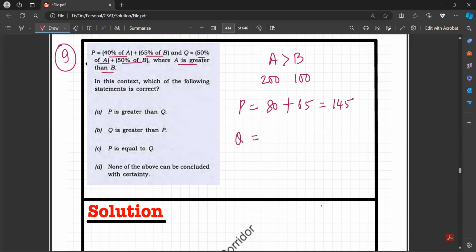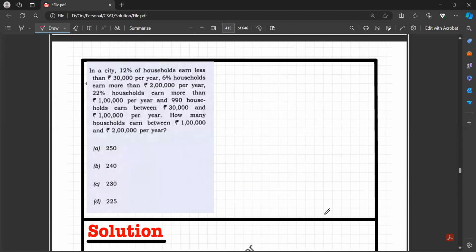Q becomes 50% of A, that is 100, plus 50% of B, that is 50. Answer is 150. So which is greater? Q is greater than P. So Q greater than P, B is the correct answer. Coming to the next problem, question number 10.